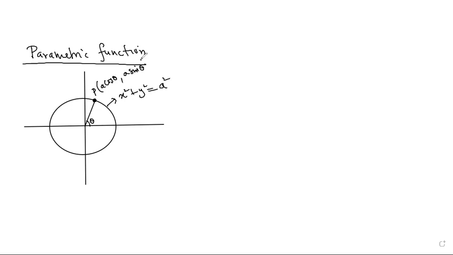Should I explain this further or is it fine? As I change the value of theta, every point on the circle will be defined. So to define the coordinate of any point on the circle, I can say the x coordinate is always a times cos of the angle and the y coordinate is a times sine of the angle. This is called the parametric equation of the circle.